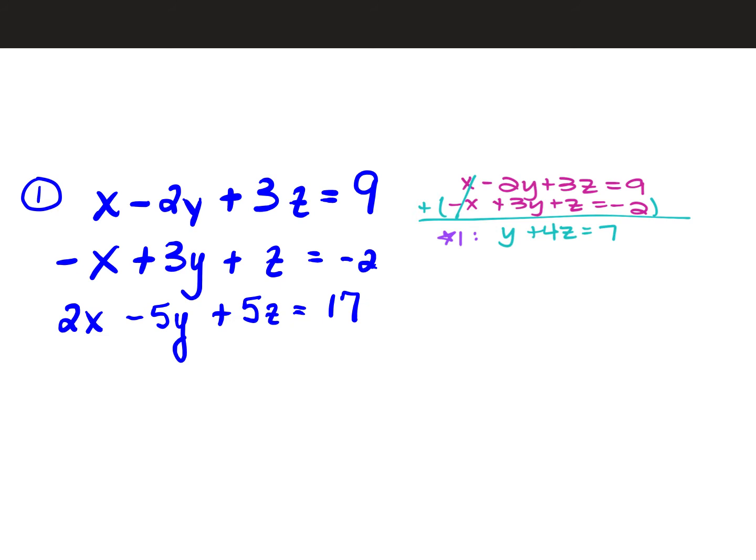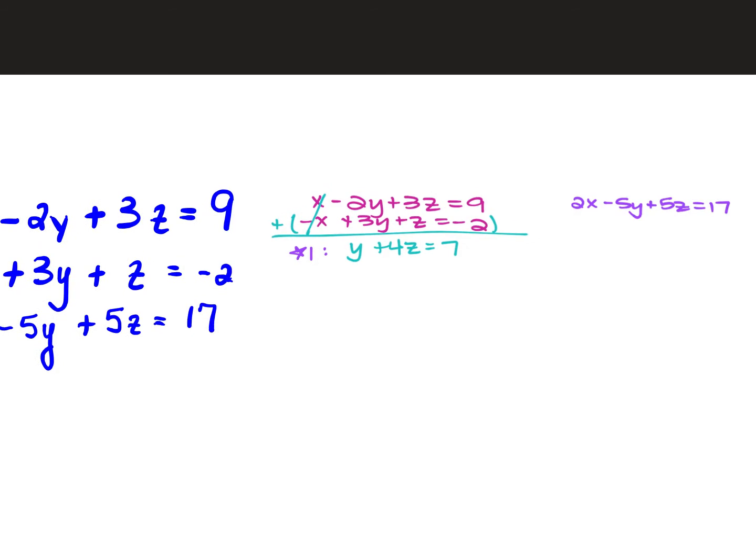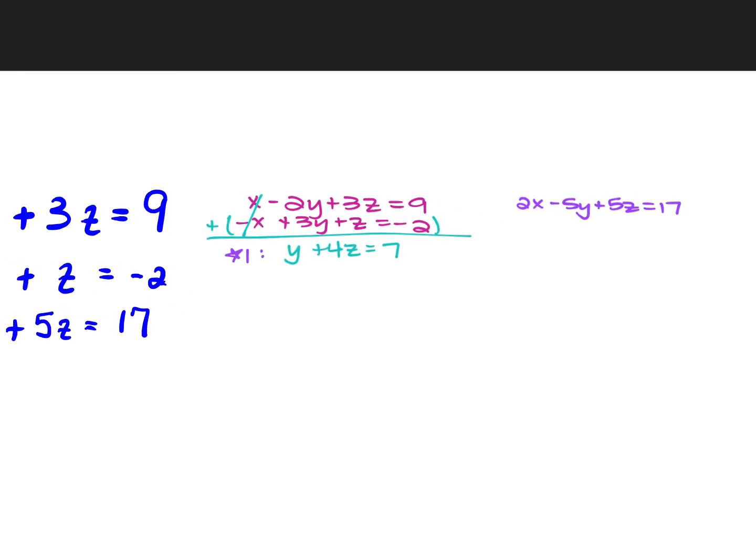Next, I'm going to find my new number 2. I'm going to use the one equation that I haven't worked with yet, which is the 2x minus 5y plus 5z is equal to 17, and one of the ones that I already have worked with. I want to use the middle one since it is a negative, and it's going to cancel out my x values if I just multiply everything by a 2. So that's going to be the negative x plus 3y plus z is equal to negative 2.